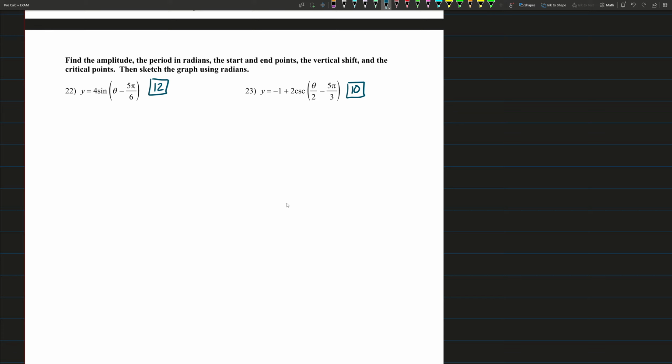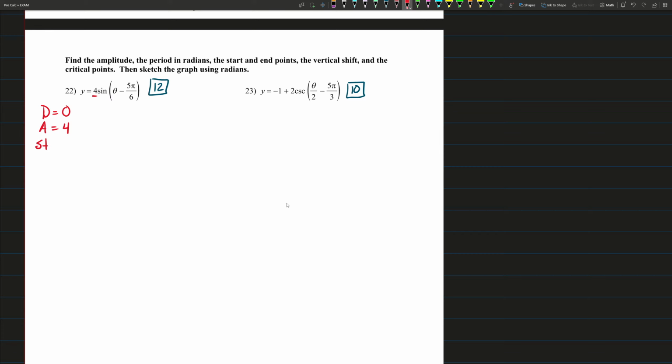All right, so 22. Again, this is almost directly from the last test and the couple of homeworks we did. We have to find a vertical shift. In number 22, there is none. We have to find an amplitude. In this case, it's 4, right? It's the thing being multiplied by the sine function or cosine function.